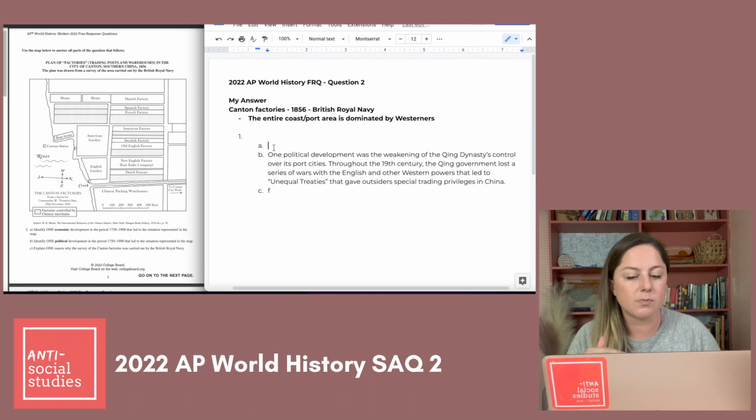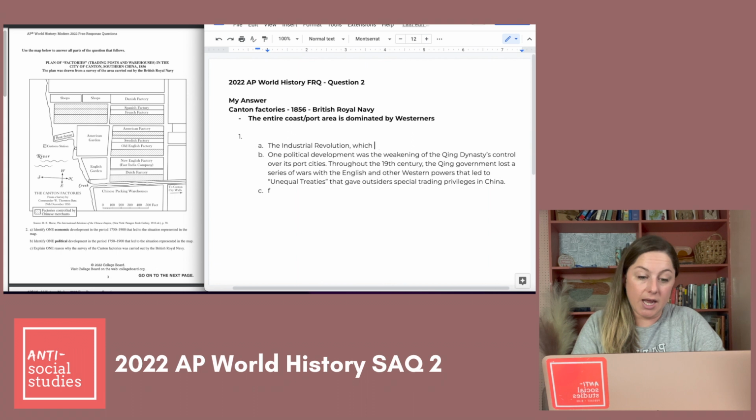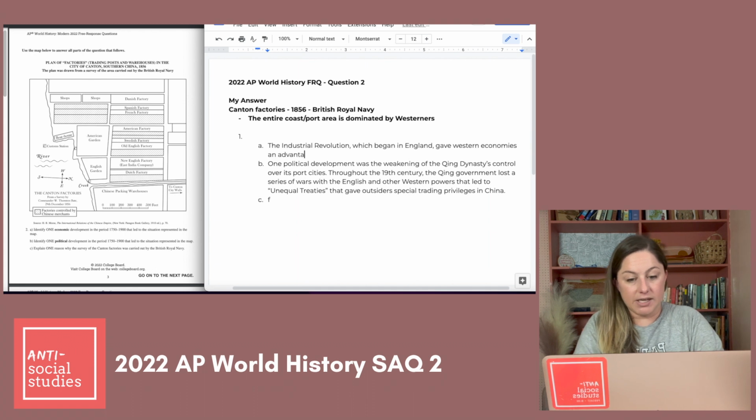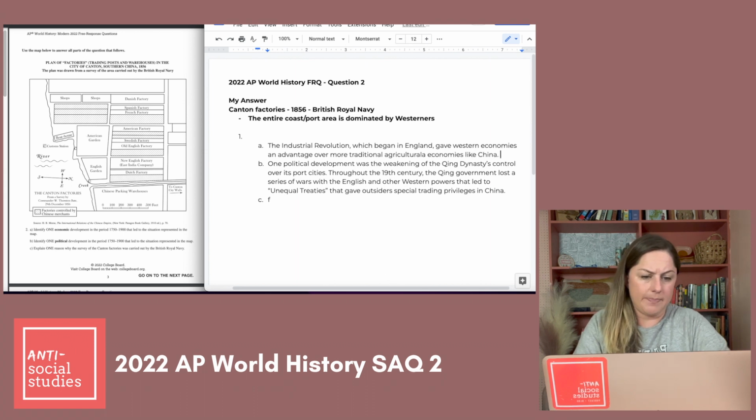So I'm going to focus more on the Industrial Revolution. The Industrial Revolution, which began in England, gave Western economies an advantage over more traditional agricultural economies like China. So I'm identifying a very specific economic development in the Industrial Revolution.